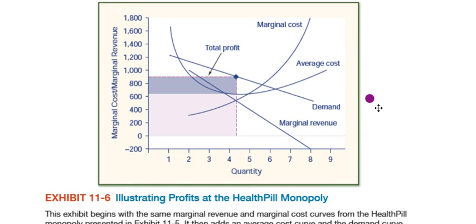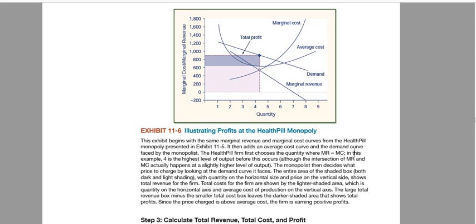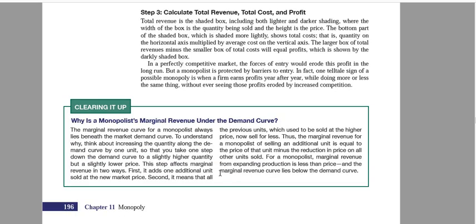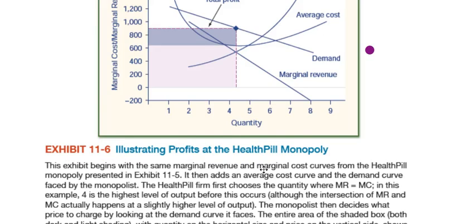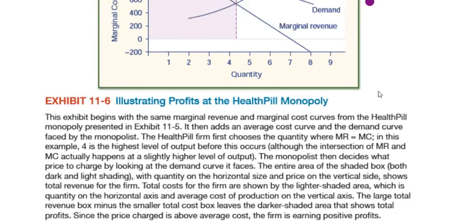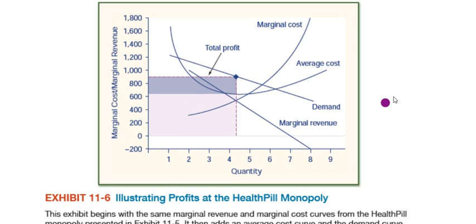In chapter 11 of your book, this is where I pulled this graph from. This is a typical monopoly graph, on page 196 in your book, if you want to go back and read all through that. But I just want to point out that the main difference probably is the monopoly is just one firm. They're the only firm that produces this particular good or service, so they don't have any other firms competing with them for market share.